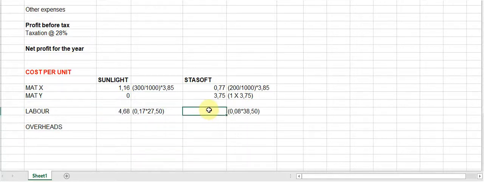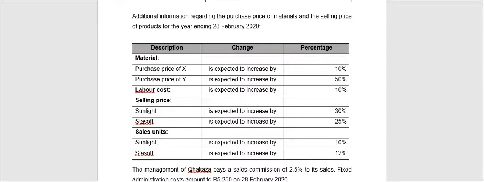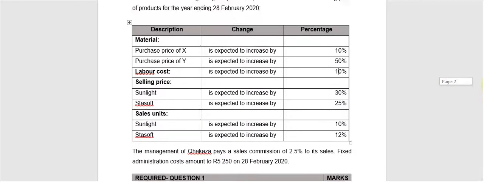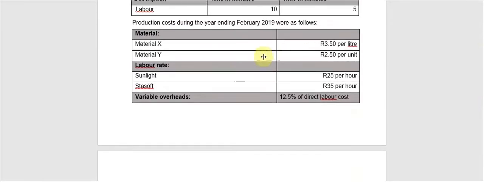If I say 0.08 and I times that by 38.50, I get R3.08. Then in terms of the overheads, we need to go and check what was the rule there. I believe they've given us a percentage to apply. They told us the overheads. Where is that sentence? The overheads, 12.5% of the direct labor.